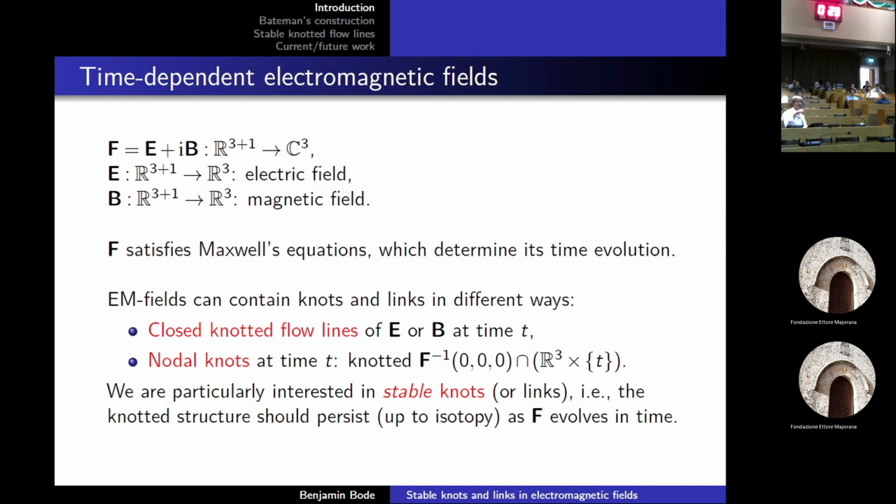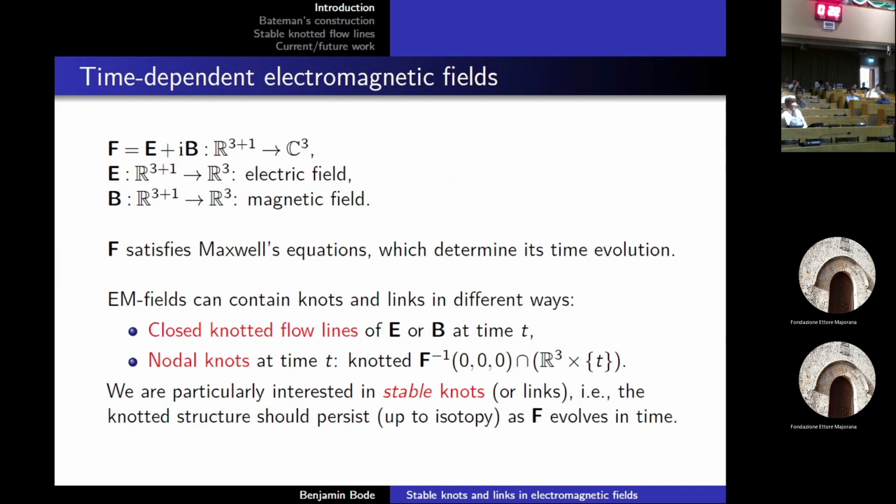And the vector fields that I'm interested in are time-dependent electromagnetic fields. So you actually have two vector fields, E and B, and both of them are time-dependent. You can combine them in the Riemann-Silberstein vector, which is a function from R3 plus 1 to C3, such that the real part is the electric field and the imaginary part is the magnetic field. And of course, in order to have any physical meaning here, this function has to satisfy Maxwell's equations in vacuum, which determines the time evolution of the electric and the magnetic field.